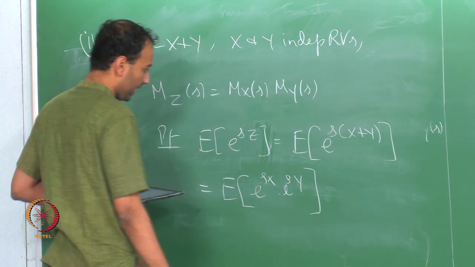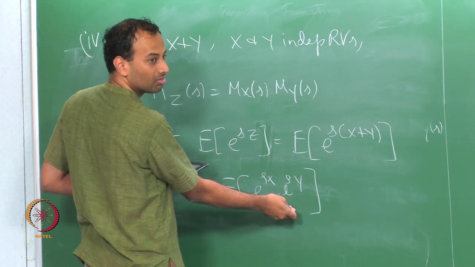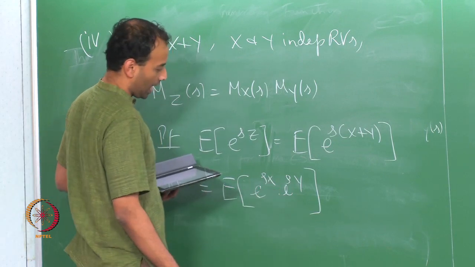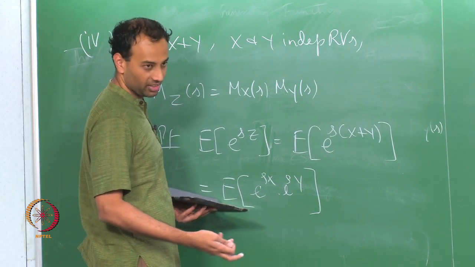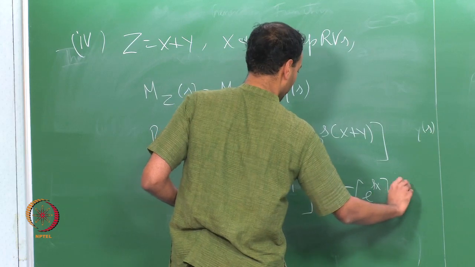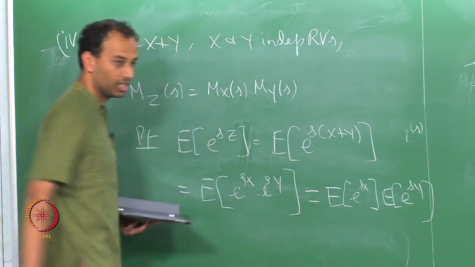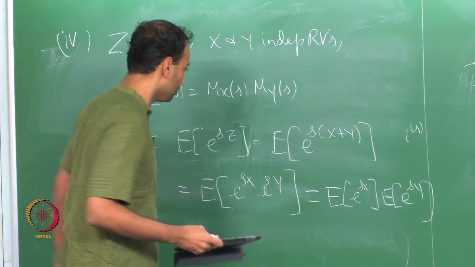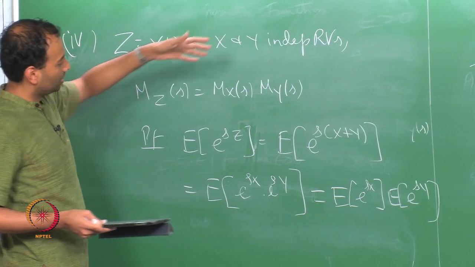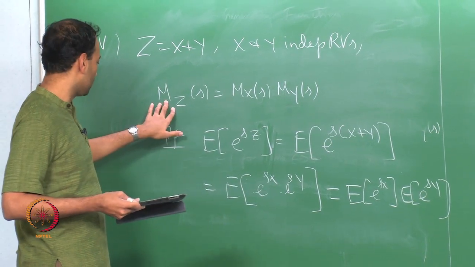Now, you know that x and y are independent, therefore any functions of x and y are independent, so e power s x and e power s y are independent, and independent random variables are uncorrelated. So this will become the expectation of e power s x times the expectation of e power s y. Here is where you are using independence. And similarly, if you have n independent random variables, you just multiply all the moment generating functions in order to get the moment generating function of the sum.